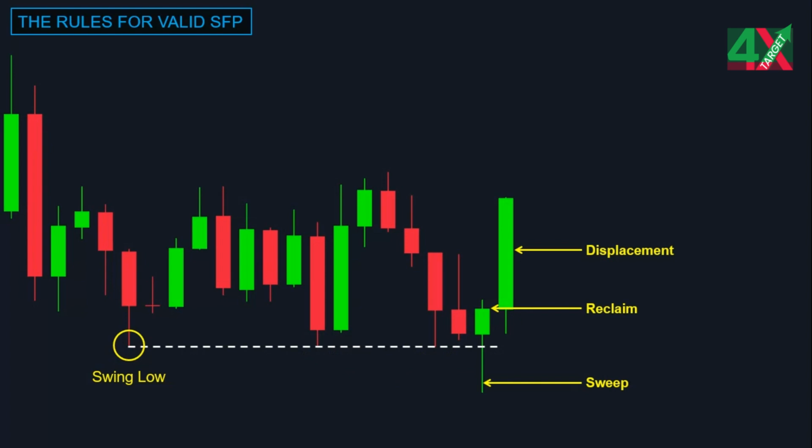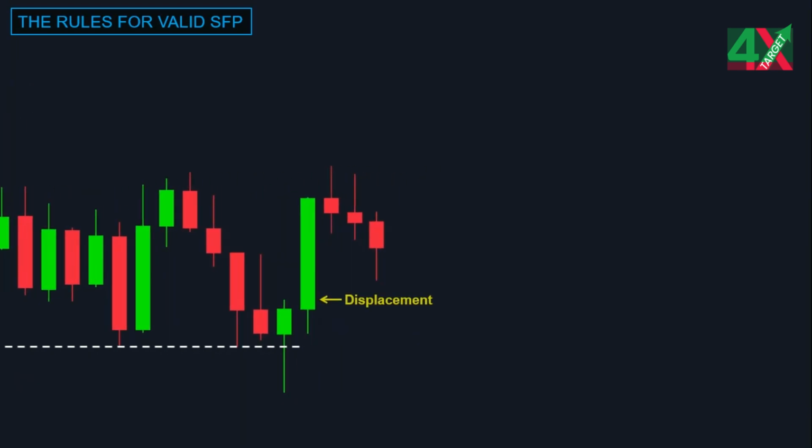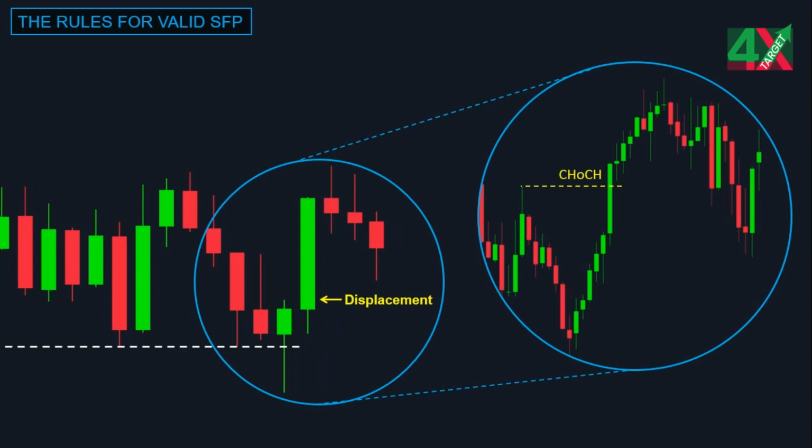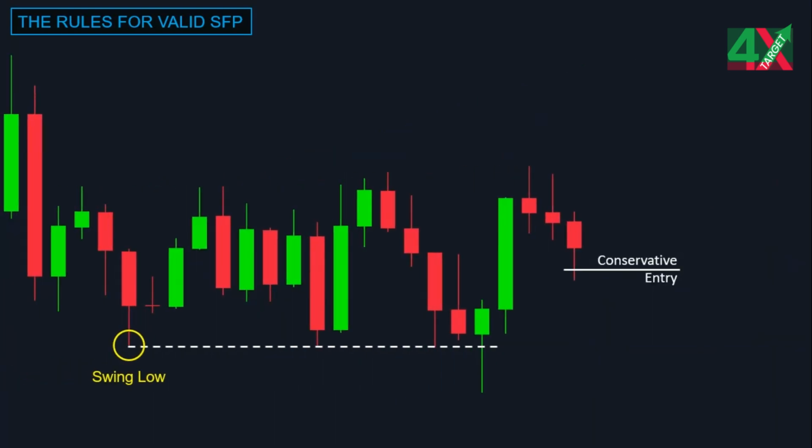Now, when it comes to entries, there are two approaches. Aggressive traders might enter as soon as the reclaim is confirmed. Conservative traders wait for clear displacement. They look for a confirmed break of structure or a change of character on the lower timeframe like M15 or M5. Entry is then taken on the pullback, once price retests the broken level, providing a more secure and higher probability setup.